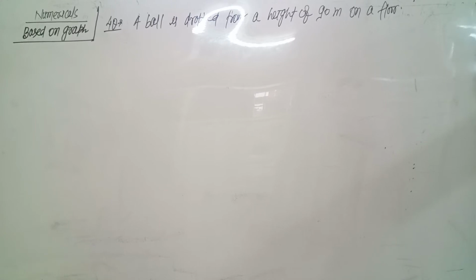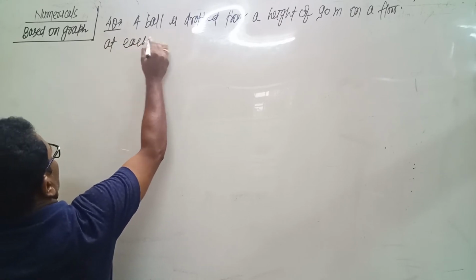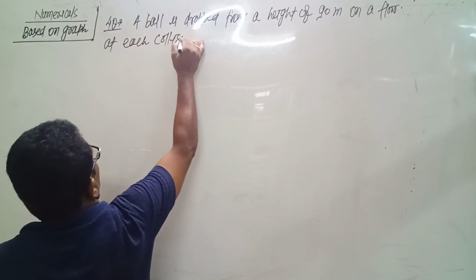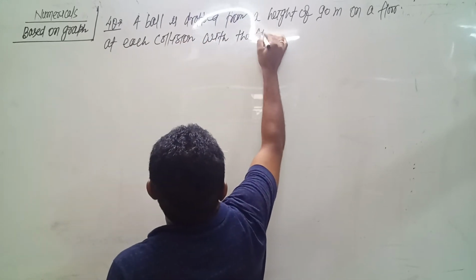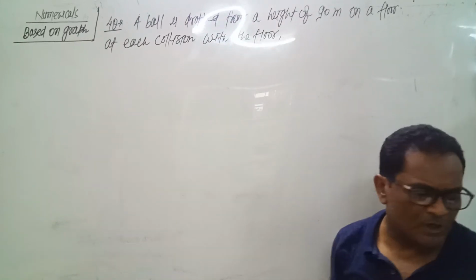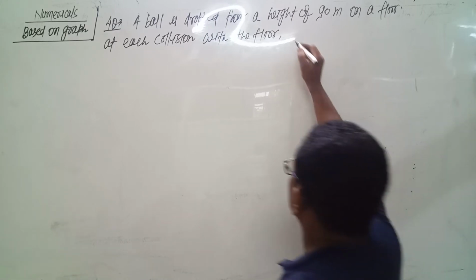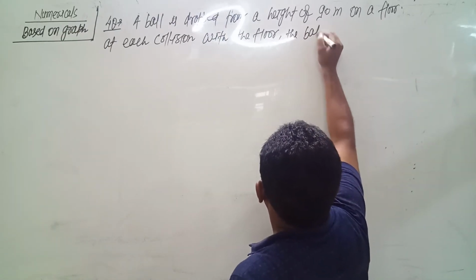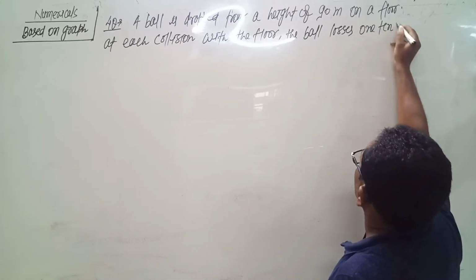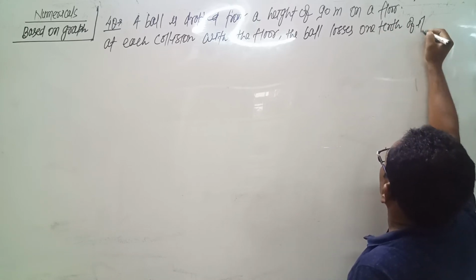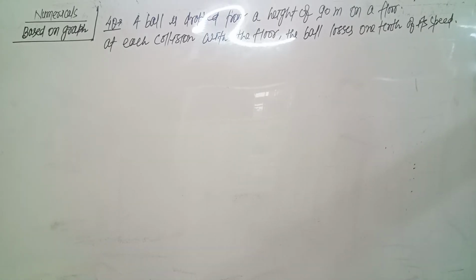At each collision with the floor, the ball loses 1/10 of its speed. The ball loses 1/10 of its speed.